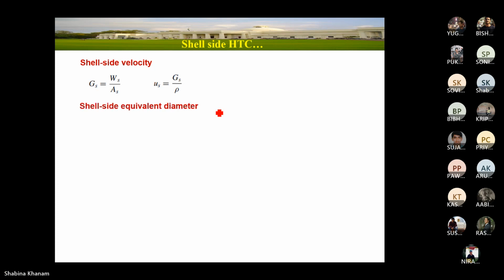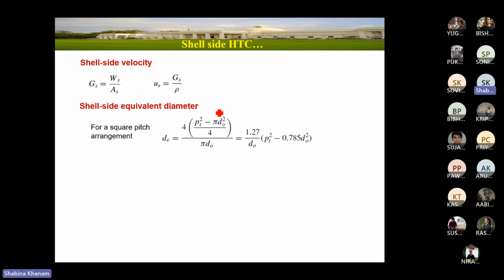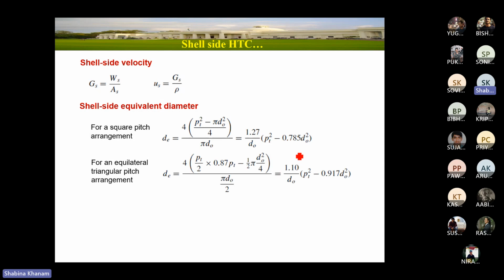Now, for this velocity, I need to find the equivalent diameter, because the geometry is so complicated that you cannot consider DO or DI. I need to find the equivalent diameter. For square pitch, you can calculate the equivalent diameter from this expression. For triangular pitch, you can use this expression. Once I have this, we can find the shell side Reynolds number, and that would be this one.